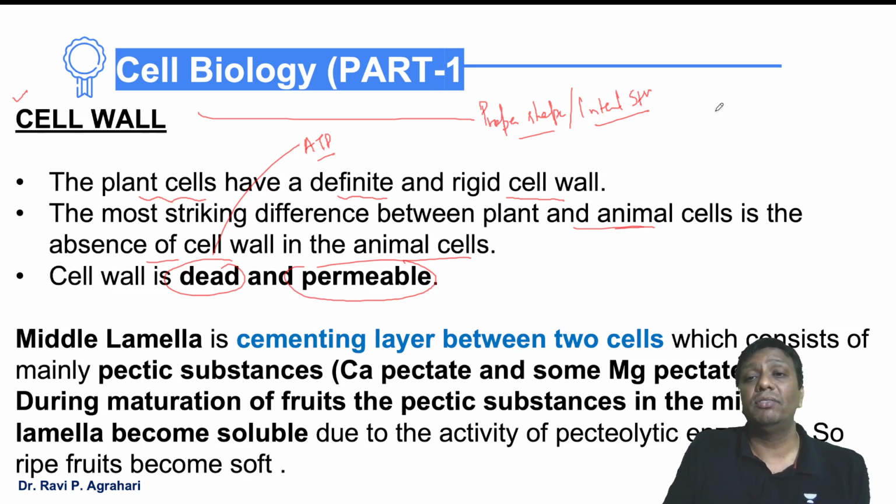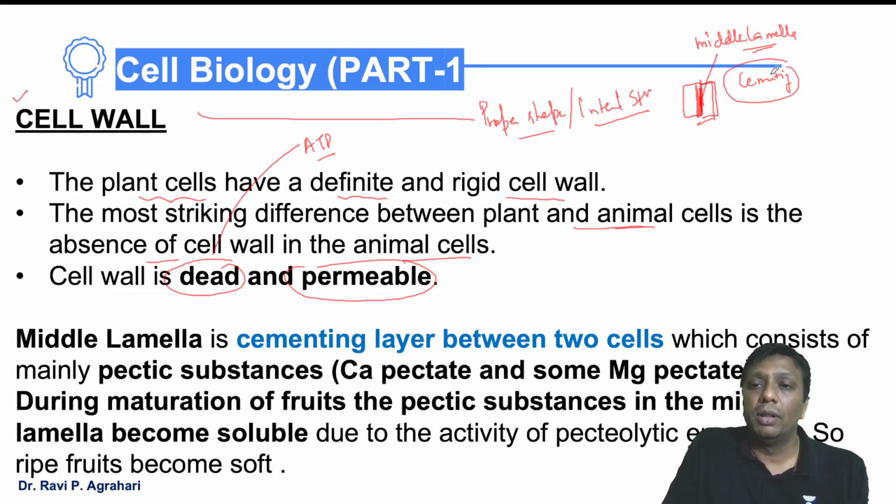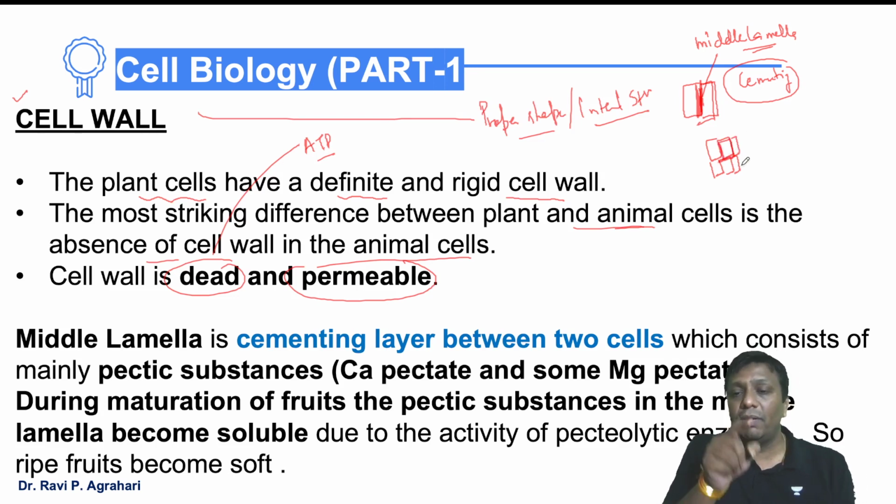But one thing I will tell you guys, within a plant body, suppose this is one cell wall. Between two cell walls there is a cementing layer. That's why one cell connects with the second cell. This cementing layer is actually called the middle lamella. So what is the middle lamella? Middle lamella is one of the layers of the cell wall, a cementing layer between two cell walls. So one cell wall connects with the second cell wall, with the third, fourth, fifth, sixth. The layer in between is called the middle lamella.